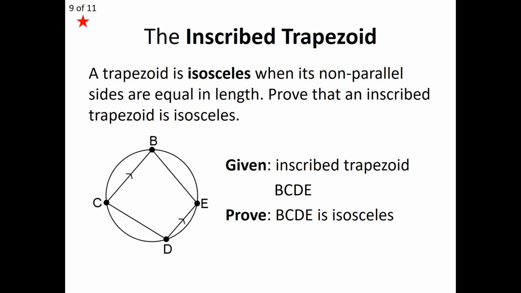Now, there's one more special case with the inscribed quadrilaterals, and that's the inscribed trapezoid. Recall the definition of an isosceles trapezoid. An isosceles trapezoid is a trapezoid such that the legs of the trapezoid are equal in length. Here's the interesting thing about the inscribed trapezoid. If you were to inscribe a trapezoid into a circle, it is provable that it must be an isosceles trapezoid. So you're given your trapezoid BCDE in the diagram below, and you're going to prove that the legs BE and CD are equal in measure, thus that the quadrilateral BCDE is an isosceles trapezoid.